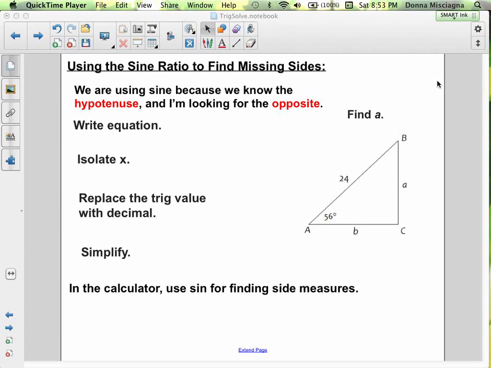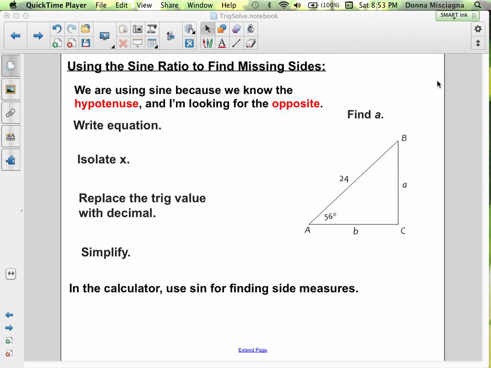Welcome. So now we're going to use sine ratio to find missing sides. Other than the fact that we're using different sides, it's going to be exactly the same as when we use tangent. The steps really aren't any different. And why are we using sine? Well, because we're dealing with the hypotenuse. We can't use tangent to solve for the hypotenuse, and we can't use tangent if we're given the hypotenuse, because tangent doesn't use the hypotenuse.